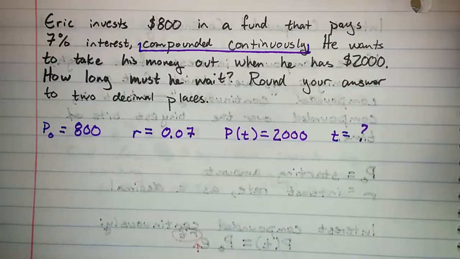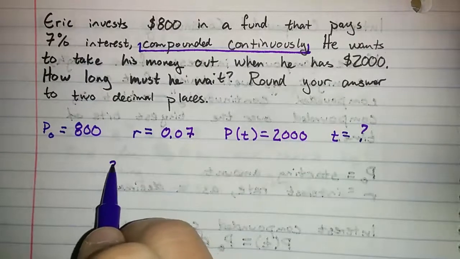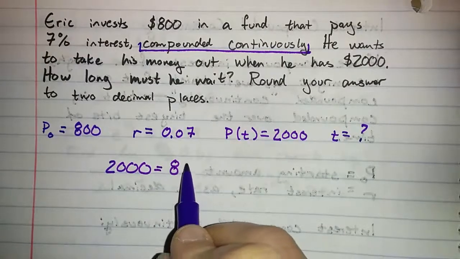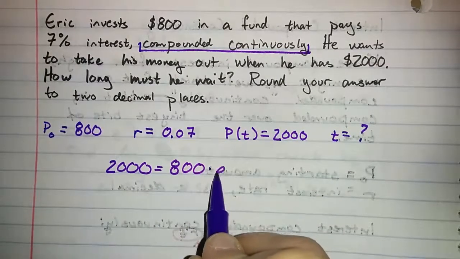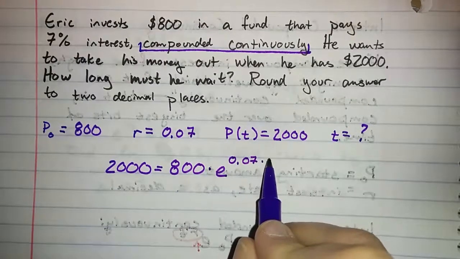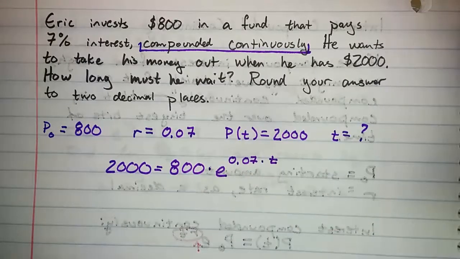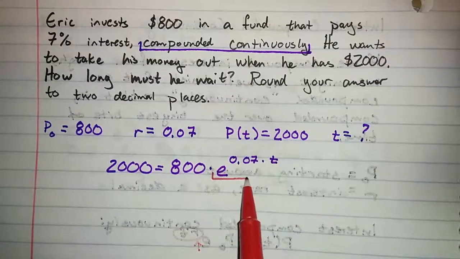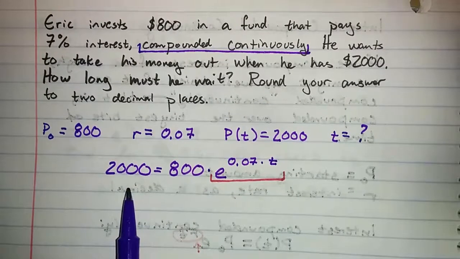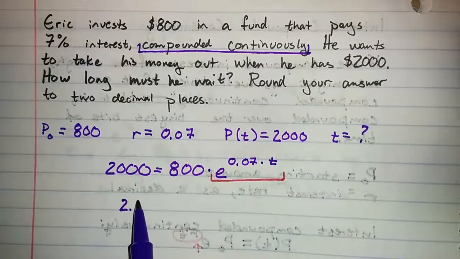So plugging into the formula, 2,000 is the starting amount times that number e to the r times our unknown time. Oh, so we have an exponential expression here that we need to solve for. So we want to get the exponential by itself. Divide both sides by 800. 2,000 divided by 800 is 2.5.